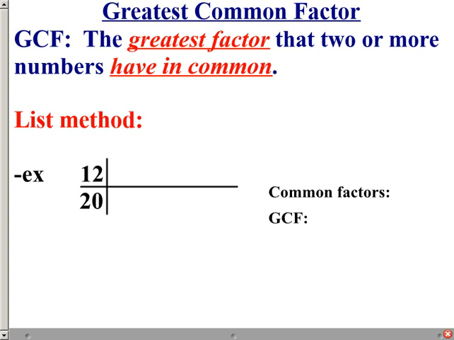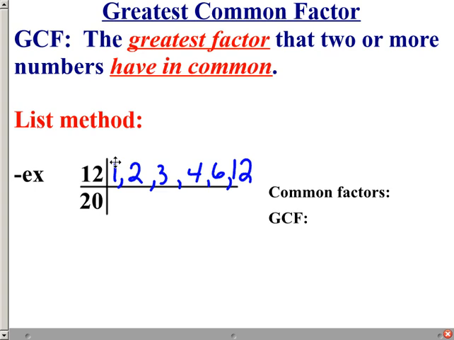One way is we use a listing method, and that means we list the factors of each number, and then we compare our lists. So if I were going to want to find the greatest common factor of 12 and 20, I could say my factors of 12 are 1 and 12. Remember how we talked about finding factors. We don't want to just write a list in order. We want to think about the factor pairs. So 1 times 12, 2 times 6, and 3 times 4. Those are all my factors of 12.